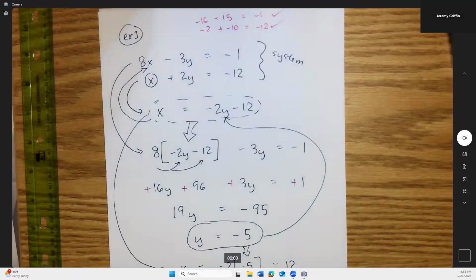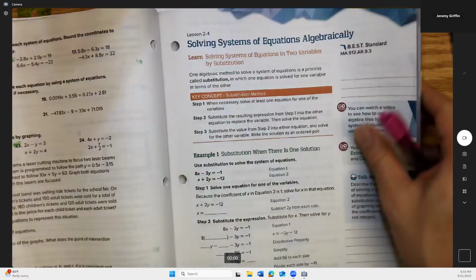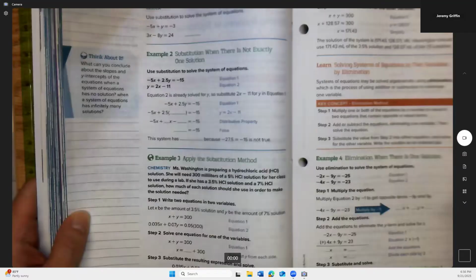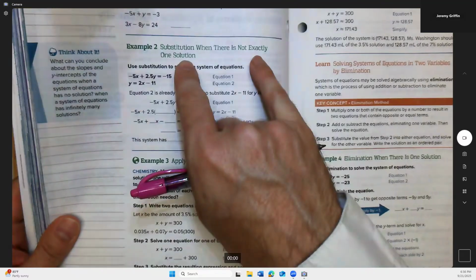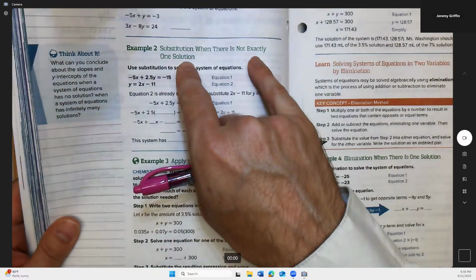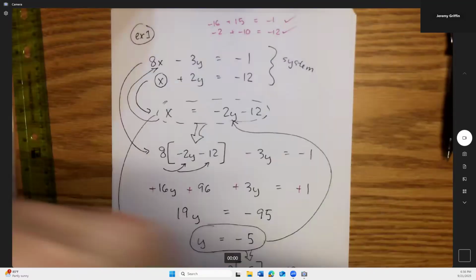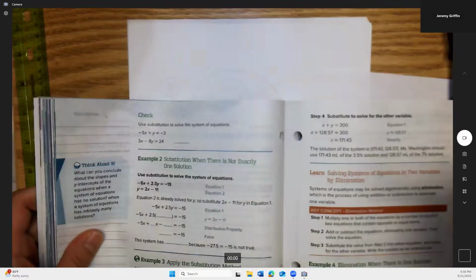All right. We are off to a good start. Right. Now example two, they do what was this? When there is not exactly one solution. I think there's some kind of trick they're bringing up here. I wonder what is the trick going to be? Well, let's find out. Okay, copy down what they have.